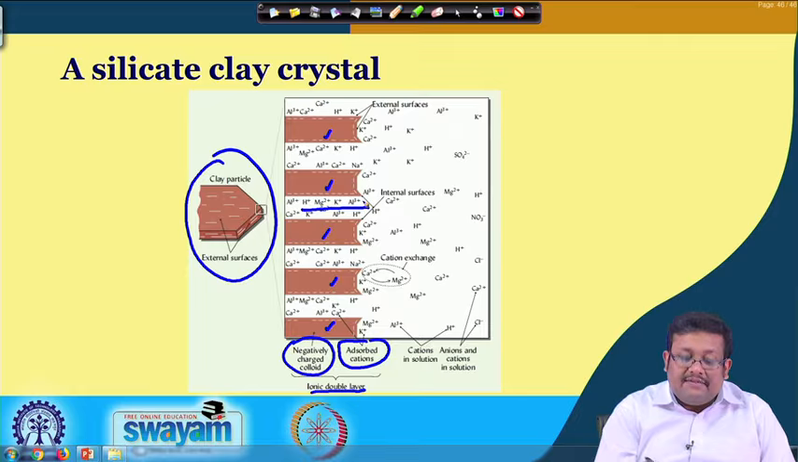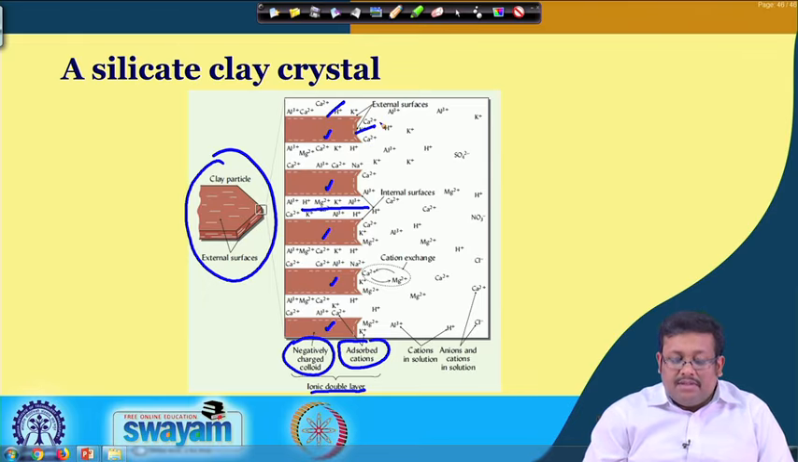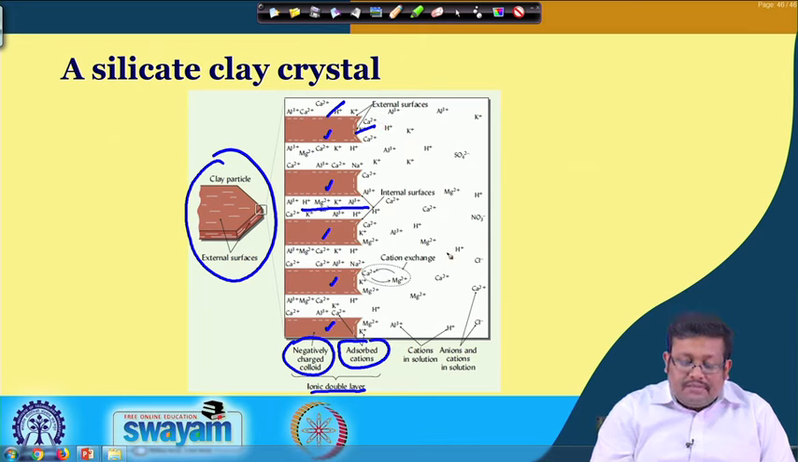So, it is an internal surface, and external surface is this and this. These are some examples of external surfaces. Obviously, these are in direct contact with the soil solution, and this soil solution contains different types of cations as well as different types of anions like chloride, nitrate and so on and so forth.